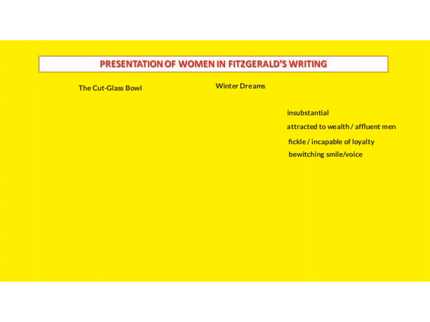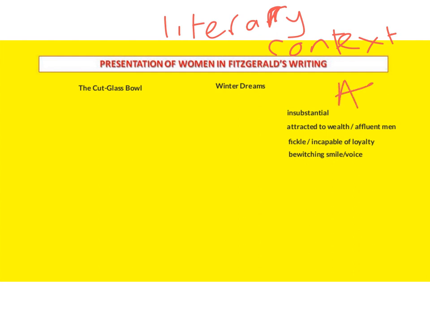So we're clearly not getting a very complimentary presentation of women here, but this tends to be consistent across much of Fitzgerald's work. So the stuff I'm showing you now qualifies in terms of literary context, which will also please the examiner for AO3. It shows you've done wider reading. It shows his presentation of women is not a one-off. It's something that's quite consistent, perhaps a motif across Fitzgerald's writing. So that's the benefit in terms of the examiner as well, some literary context.